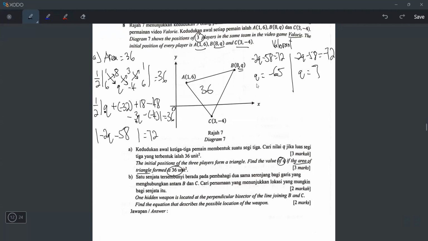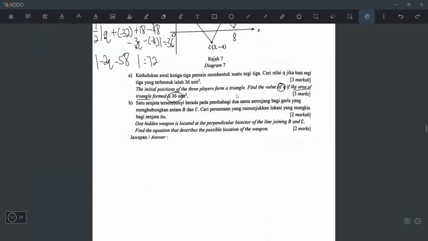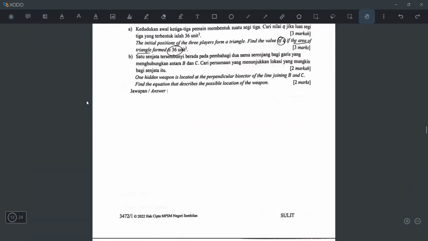So definitely I will reject this. Why rejected? Because Q, if you look at Q, is the y coordinate of point B. So we all know the x coordinate is 8 and then the y coordinate is Q, and we know Q must be positive because it's above 0, right? So definitely Q is 7. It means point B is 8, 7. All right. So yeah, that's the answer for A. Okay, so done already, because they asked for value of Q only, right? So yeah, that's the answer.